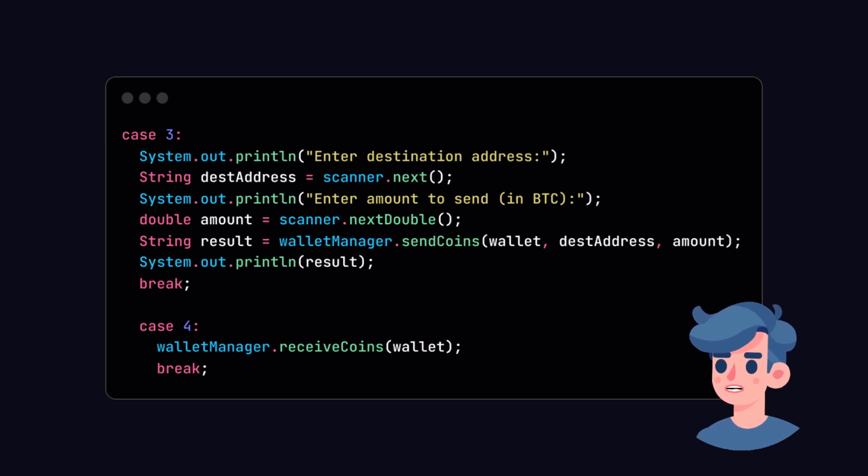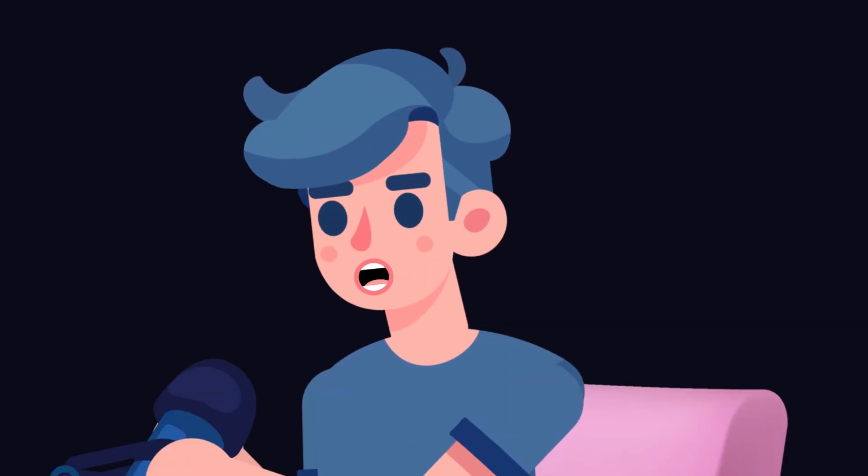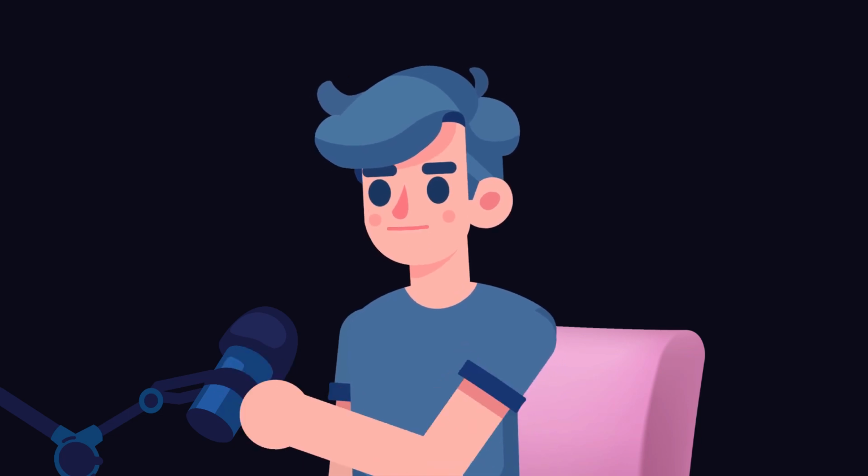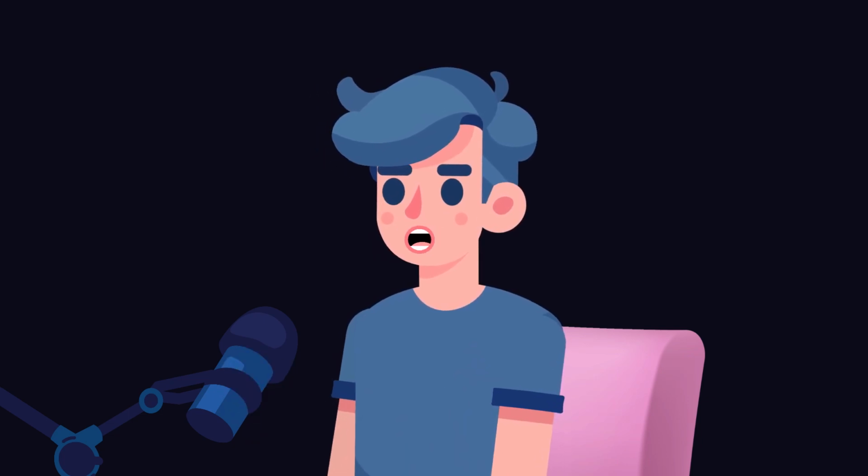We'll need to implement the functionality for sending and receiving coins directly from the console. Let's finish up by adding that functionality. In the sending case, we prompt the user for a destination address and amount to send. Then we call the sendCoins method and print the result. In the receiving case, we call the receiveCoins method to set up the listener to track incoming transactions. This simplistic setup gives us a functional multi-wallet management system.